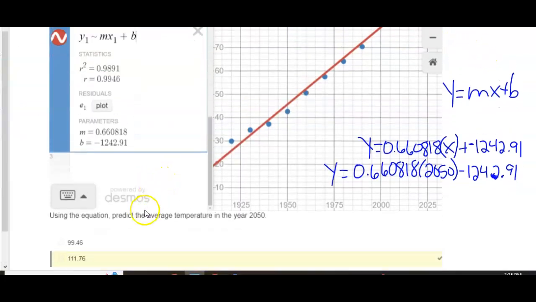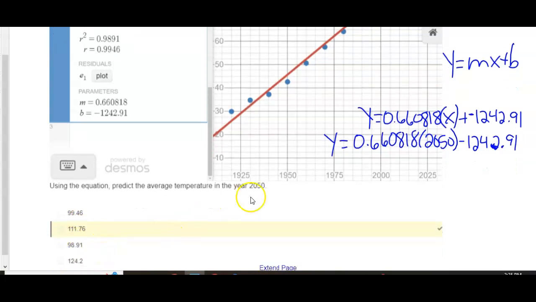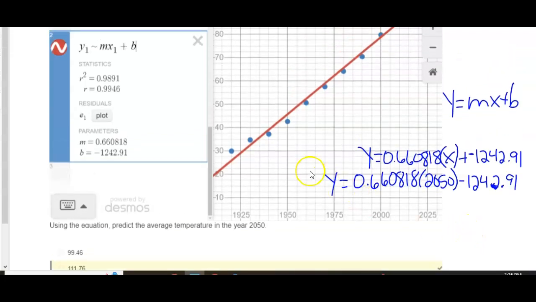But it just says to predict, so it doesn't have to have the exact answer. They rounded it a little bit here to 111. Now let's say that you didn't notice the m and the b and you didn't write out your equation and substitute in for x. You could also just try to follow along the graph.